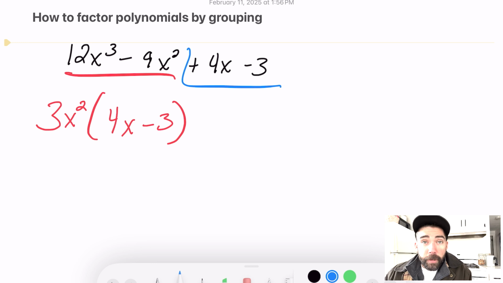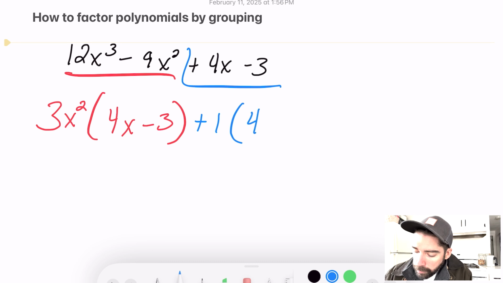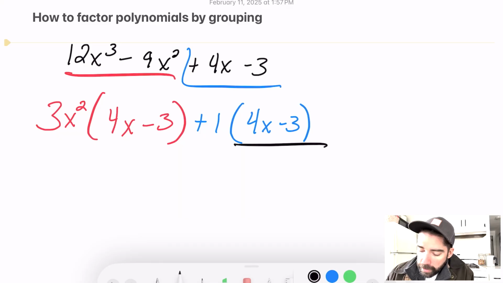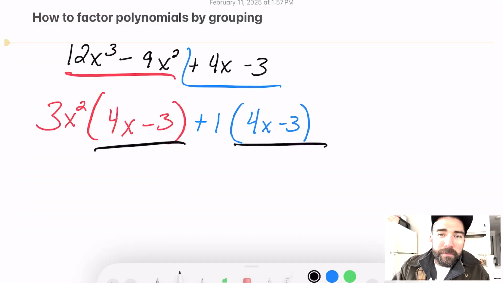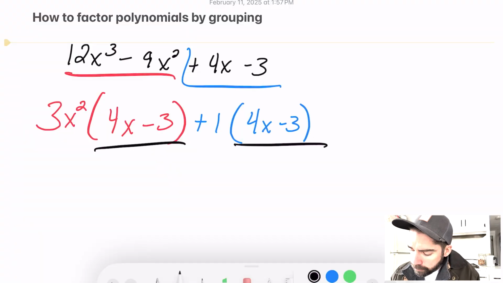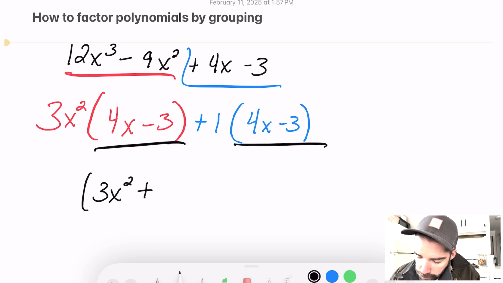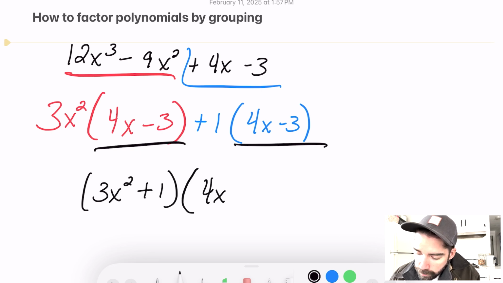On the other side, we have 4x and negative 3. Well, there's nothing really to pull out. There's no greatest common factor. So I'm just going to hold my place there with a plus 1, and I'm going to write my 4x minus 3. And here's where it gets delicious, all right? 4x minus 3, 4x minus 3. This allows us to factor by grouping. This is how you know you got it right, when you have the same factor in both locations. So our answer is 3x squared plus 1 and 4x minus 3.